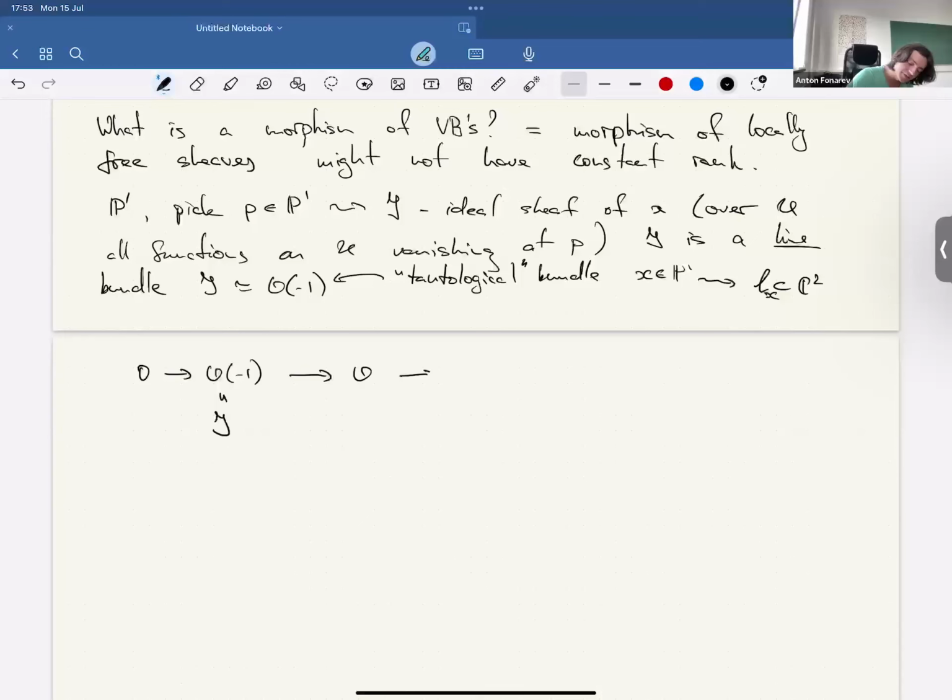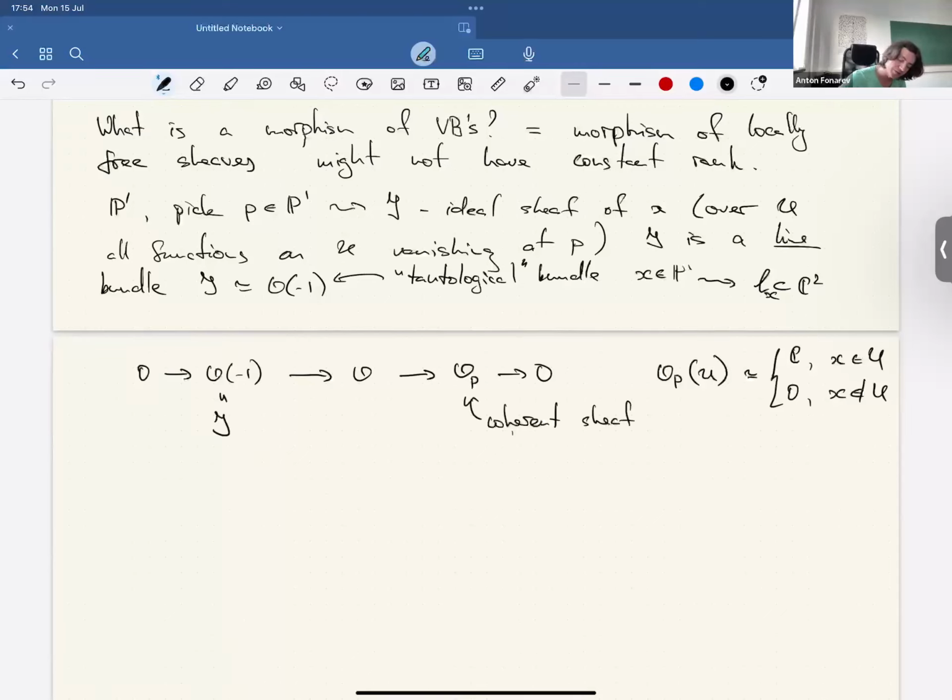And it turns out that here we have some very strange but very nice sheaf of P. And this O_P of U is what? It's isomorphic to just your base field C if X belongs to U, and it's 0 if X does not belong to U. And this is a classical example of a coherent sheaf, but not a vector bundle.